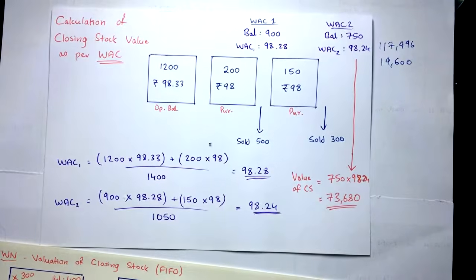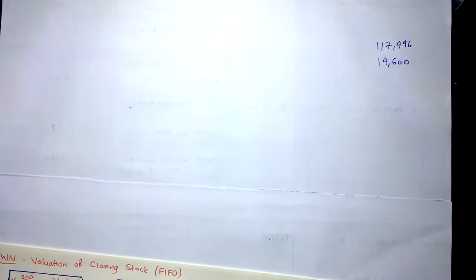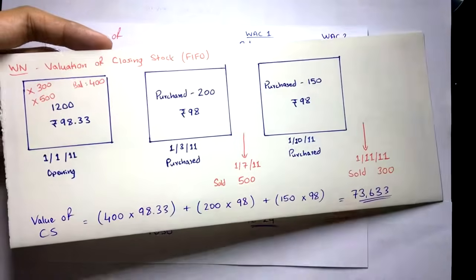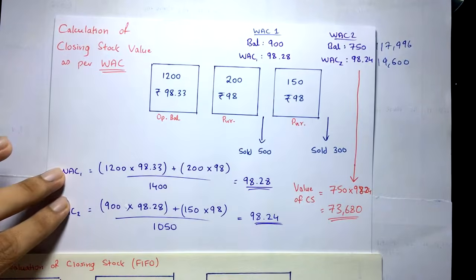So this is the closing stock valuation as per the weighted average cost method. Easy. So this is it. Compare it with FIFO and understand it properly. Pause the video and understand. So that's all for this video. Then see you in the next video.